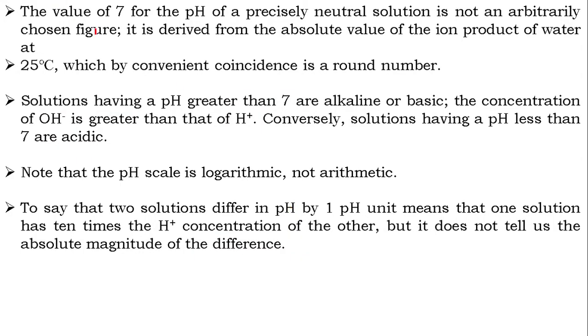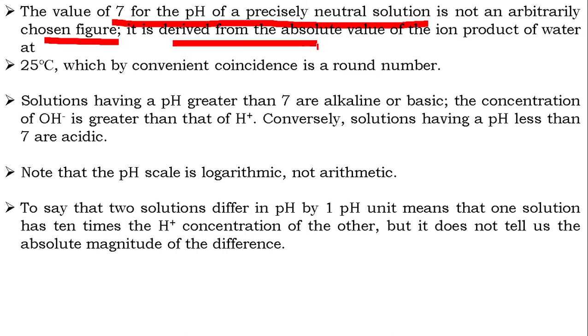The value of 7 for the pH of a precisely neutral solution is not an arbitrarily chosen figure. It is not a conveniently chosen figure. It is derived from the calculations. Okay. And solutions having a pH greater than 7 are said to be alkaline or basic. The concentration of OH minus is greater than that of protons. And just like that, the solutions having a pH less than 7 are said to be acidic in nature.